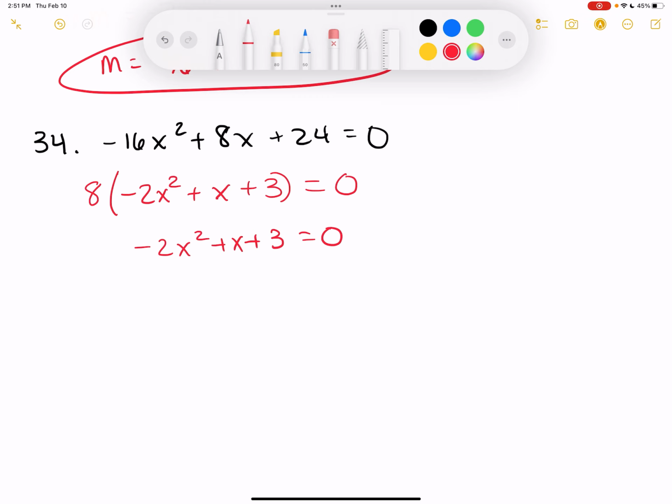Now we can factor. So factors of negative 6 that add up to give me a positive 1. Negative 2 and 3. All right, so negative 2 and 3. Negative 2x squared minus 2x plus 3x plus 3 equals 0.